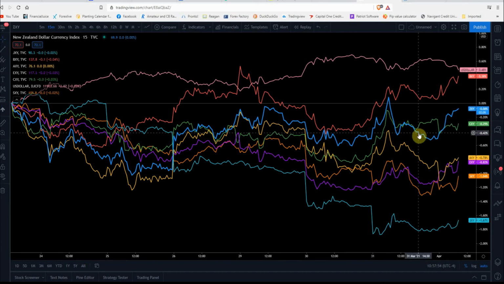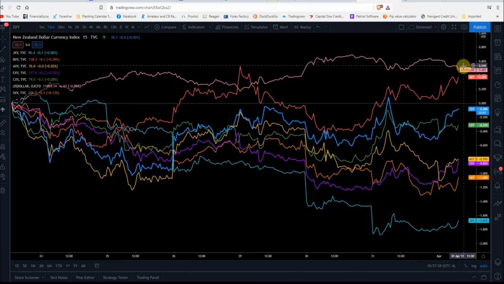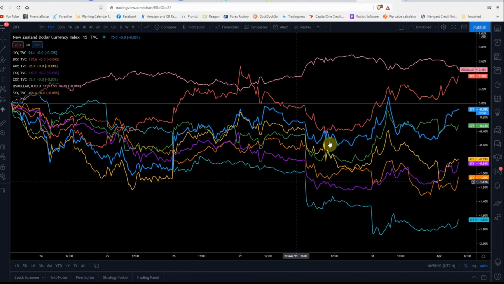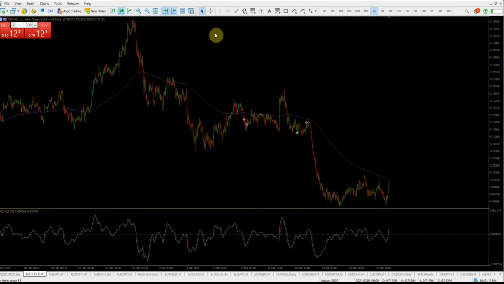So like I said, here on the 15-minute, we see the Kiwi heading up, the dollar heading down, and I think, did we already look at the Kiwi dollar? Yeah, well, we looked at it in hindsight. Well, let's look at the Kiwi dollar right now, what it's doing now.